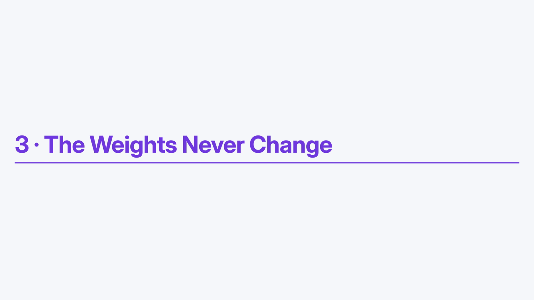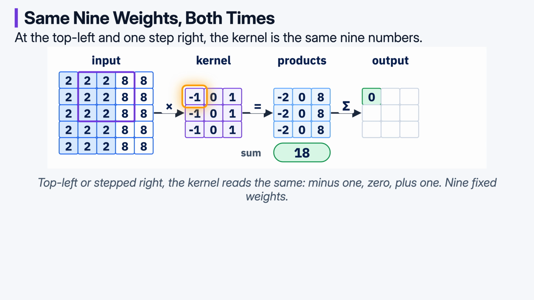One more idea, and it is the important one. As the window slides, the weights never change. These 9 numbers are the kernel's weights. Wherever the window sits, they stay the same 9 numbers. The weights never change as it slides across.